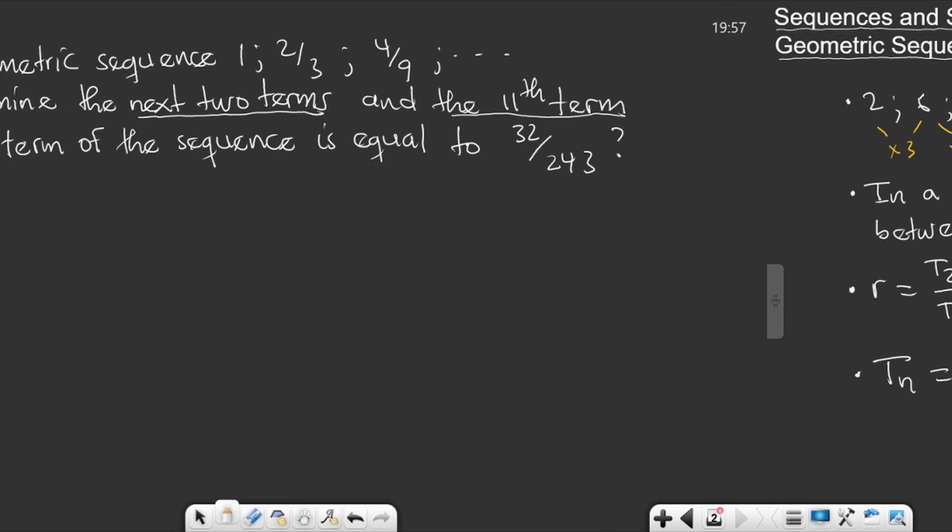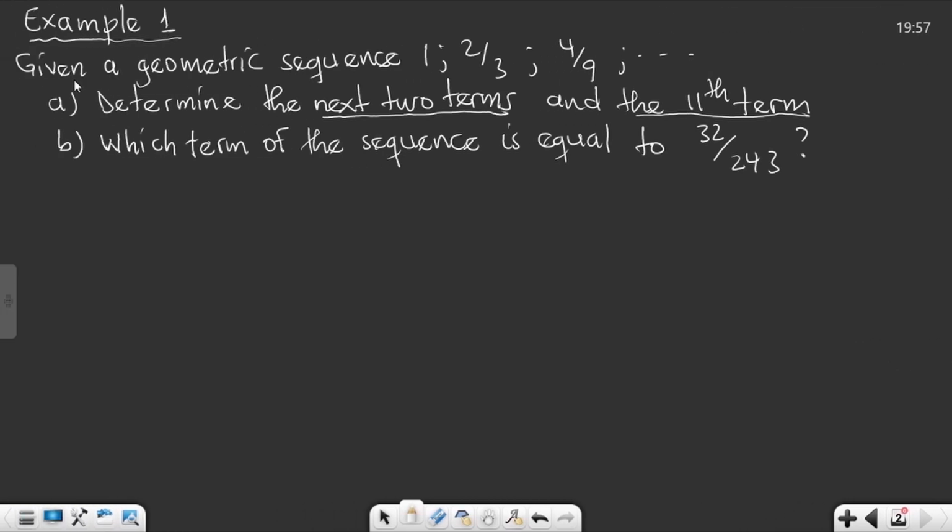Okay, example number 1. Let me read the question. Given a geometric sequence 1, 2 over 3, 4 over 9, and so on. A. Determine the next two terms and the 11th term. B. Which term of the sequence is equal to 32 over 243? Okay, it says solutions.